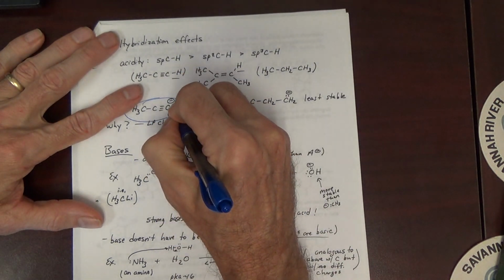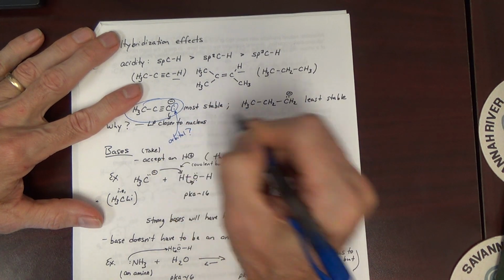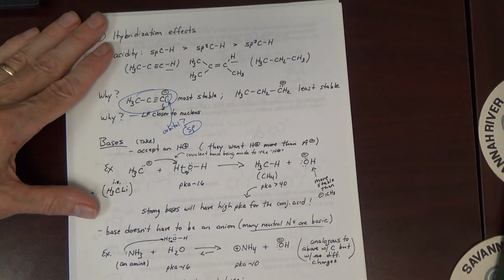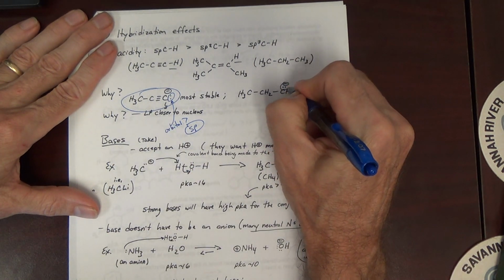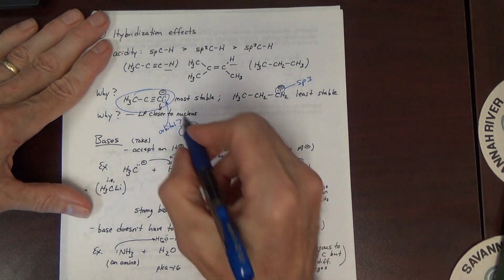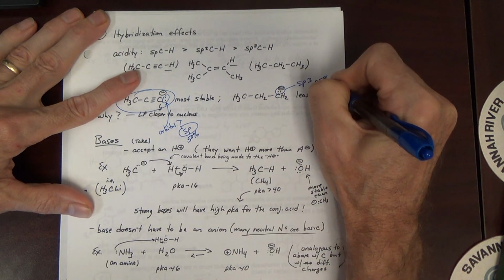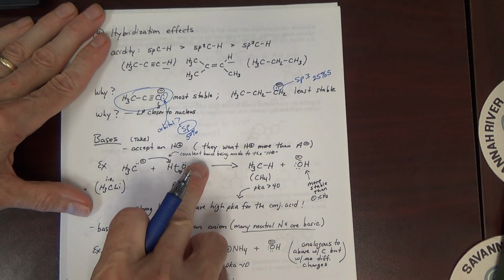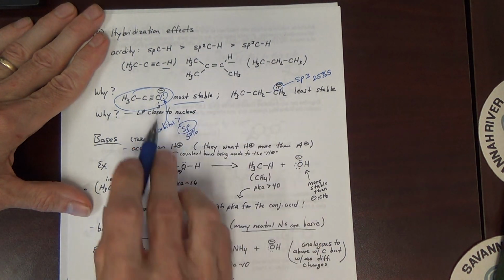What type of orbital is this lone pair in? That lone pair is in an sp orbital. If you graph that carbanion, you should see it's in an sp orbital. This lone pair is in an sp3 orbital. This orbital is 50% s, and this orbital is 25% s. Which lone pair is more stable? Well, I'll give you the answer right here. This is.